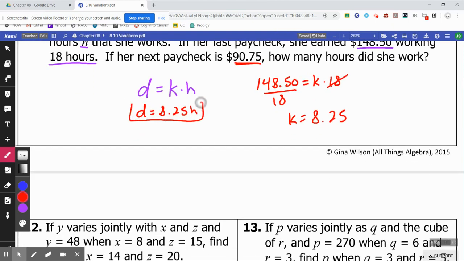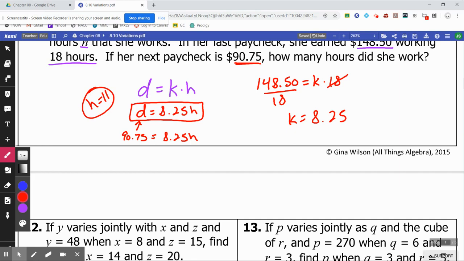So we're going to take our equation. We're going to plug in $90.75. Then that will equal $8.25 per hour. Solve that equation by dividing by $8.25, and you get 11 hours. So H in that case would be 11.